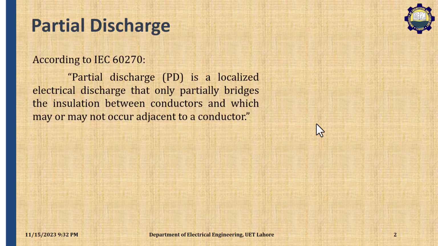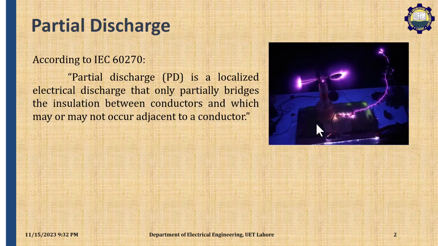According to IEC standard 60270, partial discharge is a localized electrical discharge that only partially bridges the insulation. So it is not fully bridged, but it partially bridges the insulation. And this is a visual of partial discharge. Here you can see this is a partial discharge, and this is also a partial discharge that can ionize the air around the conductor.